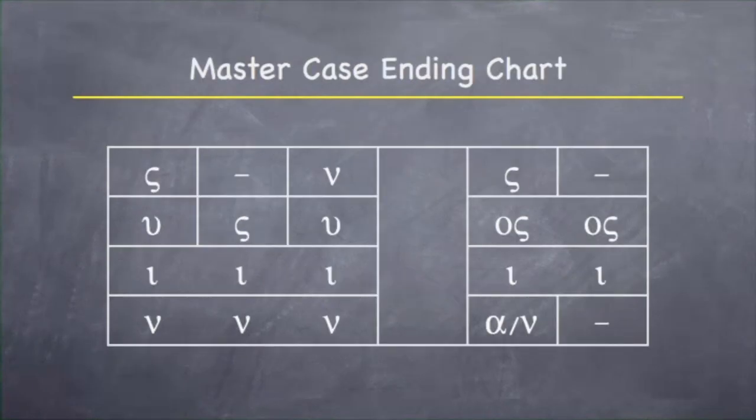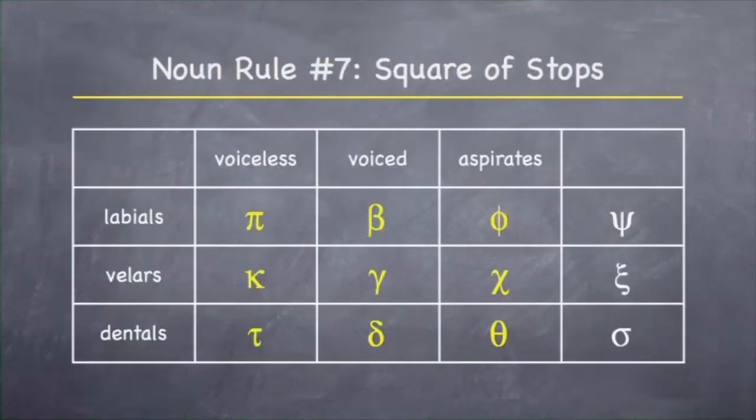We're going to memorize the master case ending chart perfectly. We're going to learn the square of stops. The labials are the p, beta, phi that go to psi when followed by a sigma. The velars are kappa, gamma, chi that go to xi. And dentals are tau, delta, theta that go to a simple sigma when followed by a sigma.